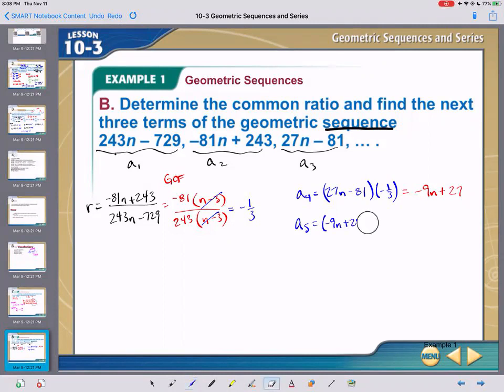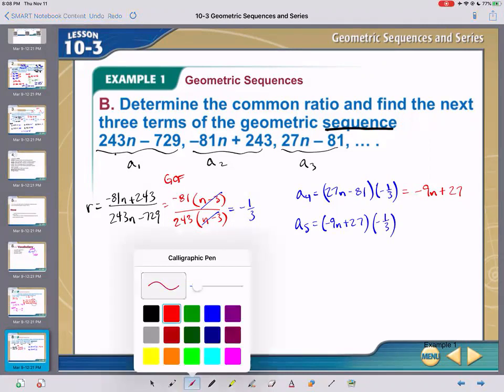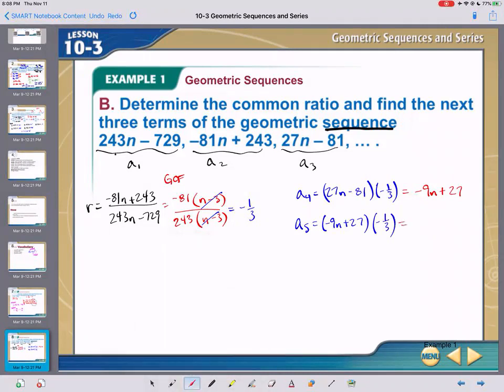Let me fix that. 27. And I'm going to multiply that times negative 1/3. And we get, let's see here, negative 9 times negative 1/3 is going to be a positive 3. And there's an n there. And then positive 27 multiplied times negative 1/3 is negative 9.